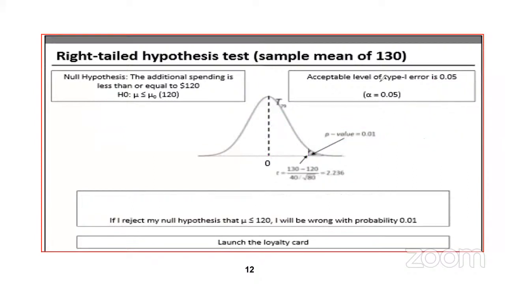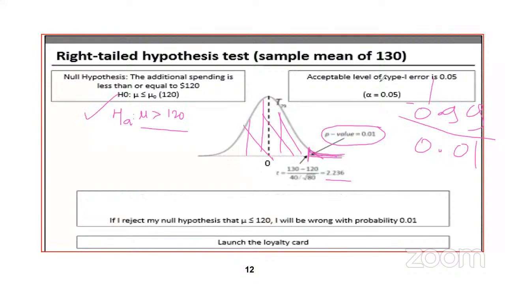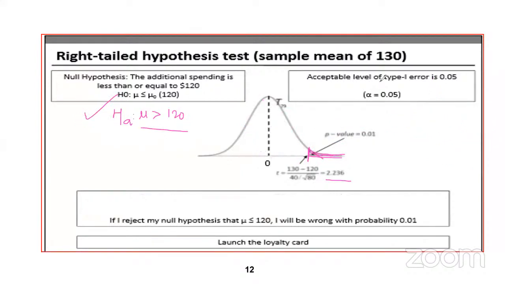After we calculate a probability, we need to compare it with the alpha value. Let's compare it with the alpha value.